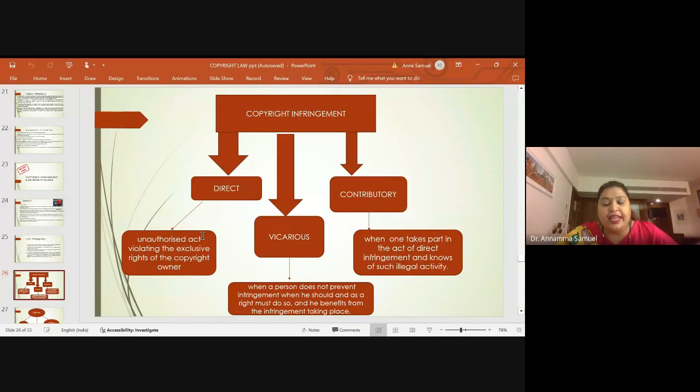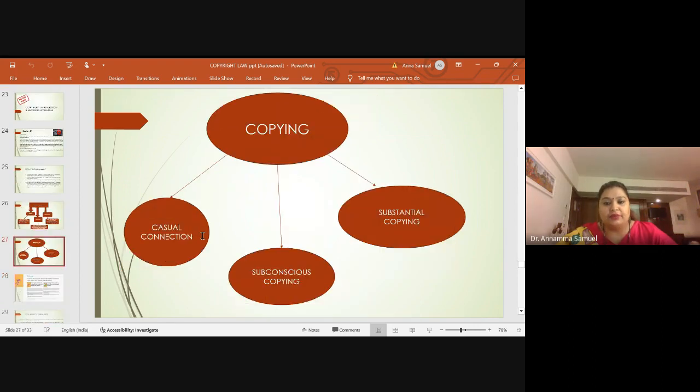And there are cases wherein you will find some of the books wherein even the spelling errors are being reproduced in the infringed work. So it will be very easy to find that it's a direct infringement. Now, vicarious infringement is nothing but wherein a person is not preventing the infringement. So he knows that the infringement is happening and he's aware of it, and he is not preventing, and he's taking the benefits from the infringement when it is taking place. Now, contributory is when the other person is also contributing to the illegal activity.